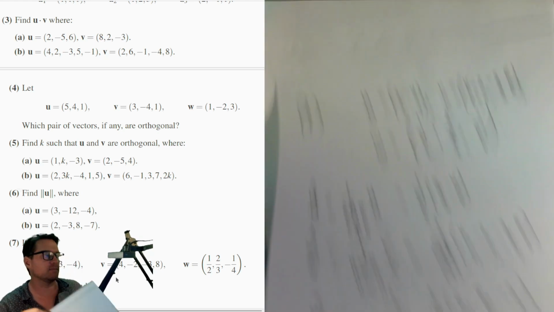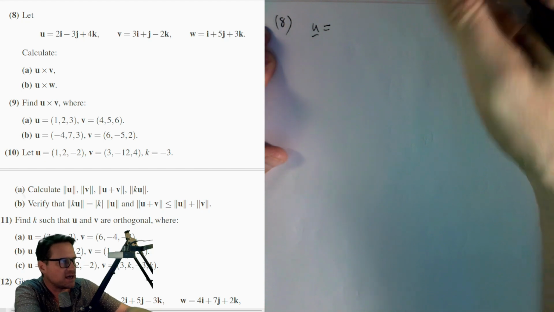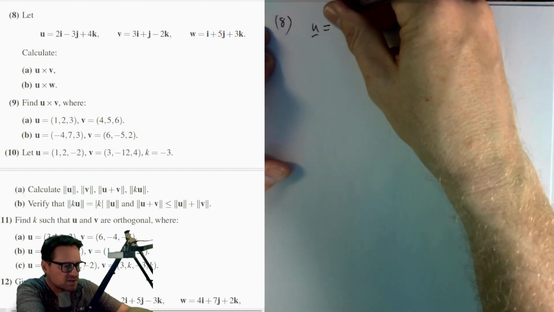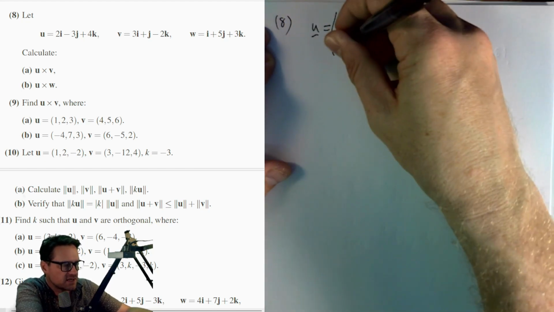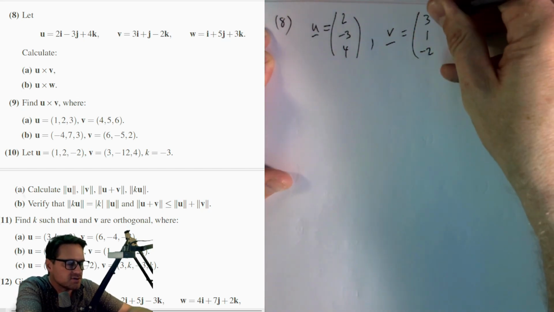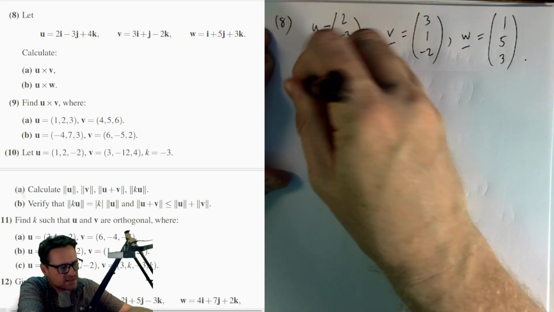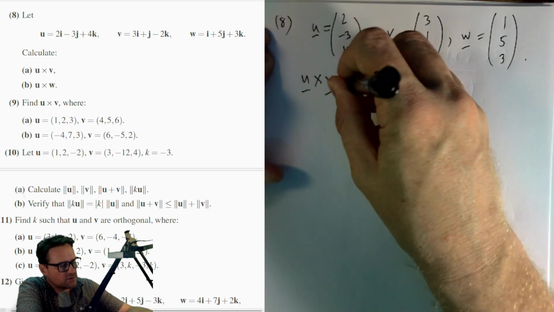Okay, question 8. So in question 8, we have vectors written in terms of ijk, but I prefer to write these as columns. So that's u is 2 minus 3, 4, and v is 3, 1 minus 2. W is 1, 5, 3. So the first one says calculate the cross product u cross v.